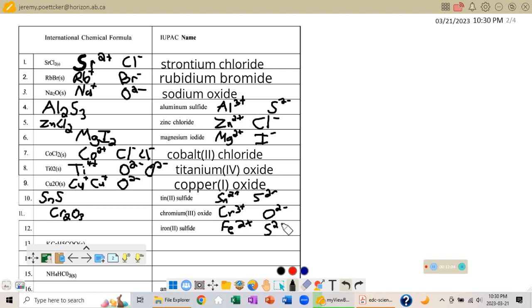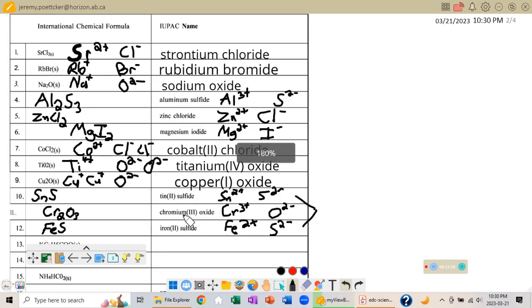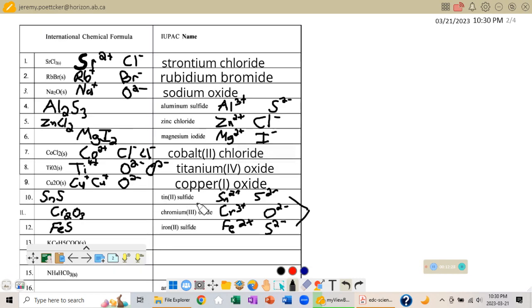S2 minus. And formula-wise, there's already 2 pluses and 2 minuses, so this is just FeS. What you should notice is actually these two are really the same question. I have to find tin and iron on the periodic table if I don't know what the formulas are, but the work is exactly the same. I have a 2 plus thing and a 2 minus thing, and so there's just going to be one of each.